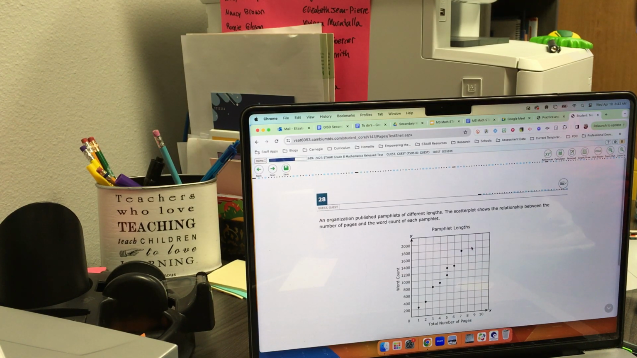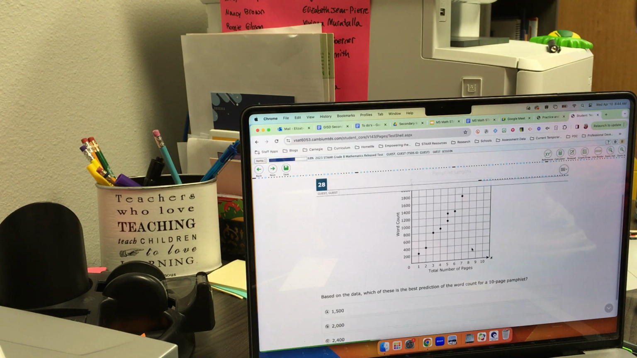An organization published pamphlets of different lengths. The scatter plot shows the relationship between the number of pages and the word count of each pamphlet. Based on the data, which is the best prediction of the word count for a 10-page pamphlet?